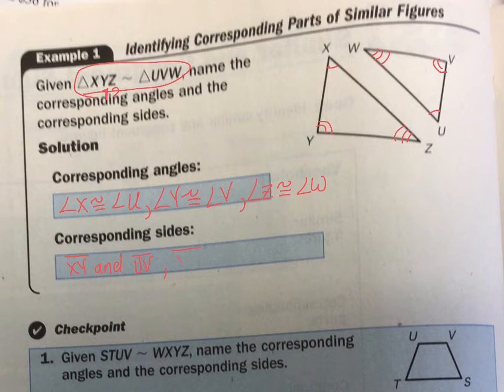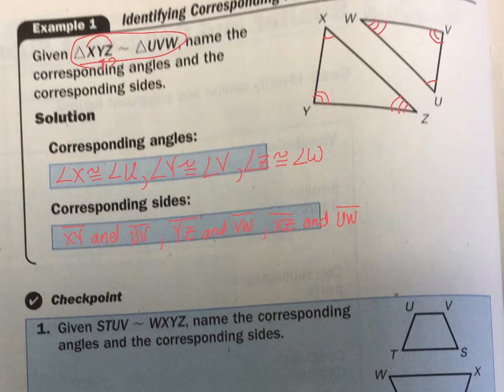Then I'm going to say segment YZ. And what's its corresponding side? Jack? VW. Segment VW. And then you go segment XZ. And what's its corresponding segment? Mav? UW. And would it matter how you said it?